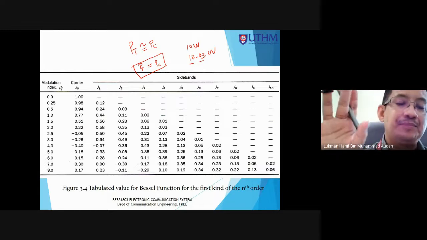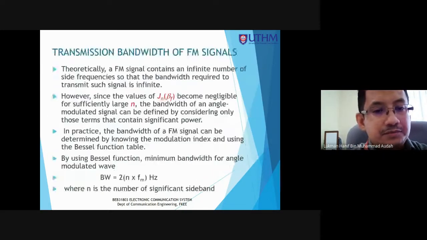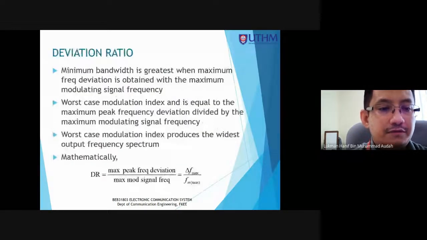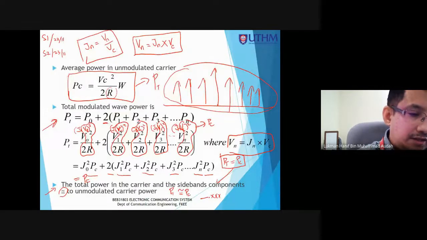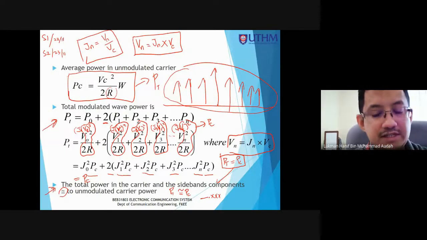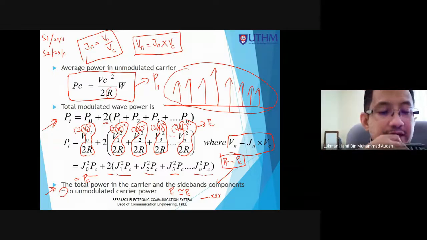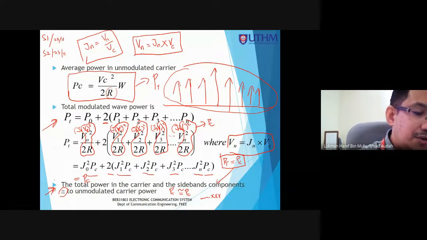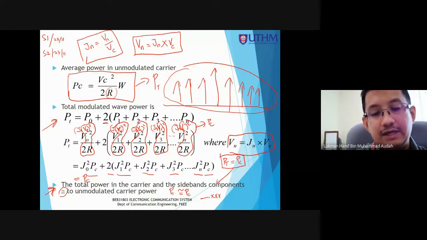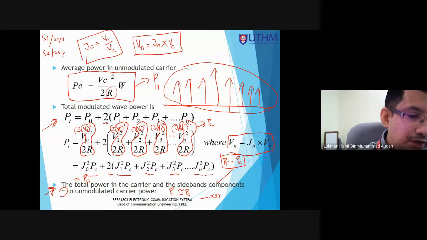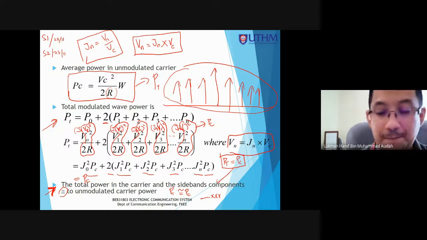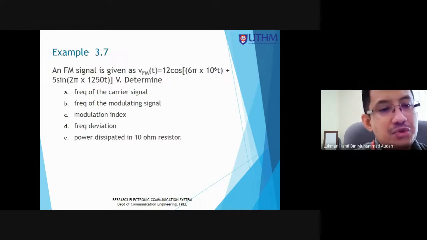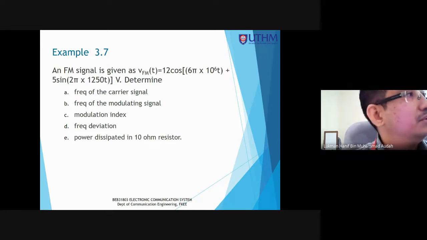Tidak ada masalah. Okay, so I go back to the fast forward, to this slide. Later in the next example, you will see the evidence of this statement. Kamu akan lihat apa sebenarnya yang dimaksudkan oleh statement ini. Kita akan lihat dalam example berikutnya. Okay, so now example 3.7.